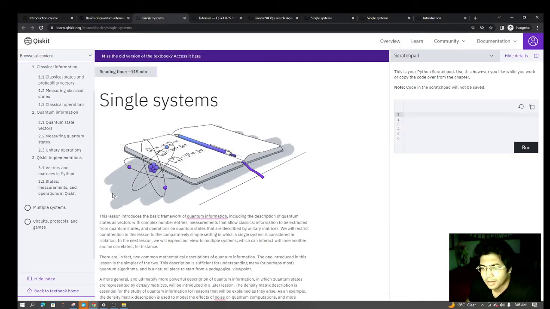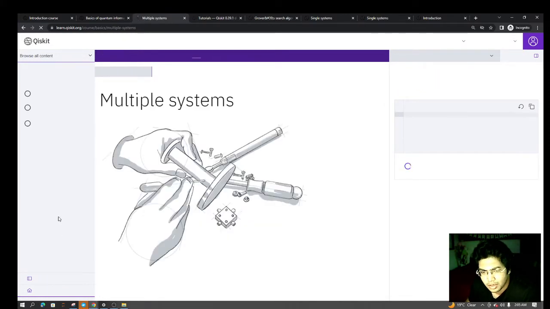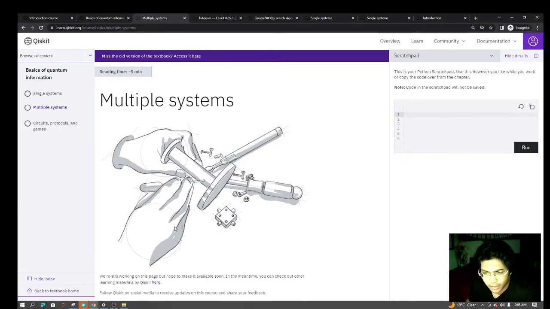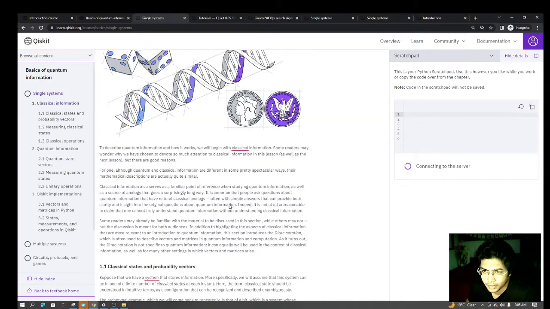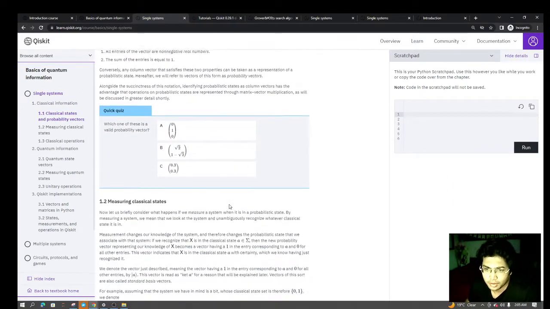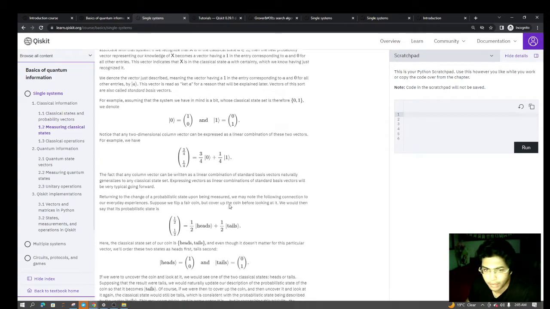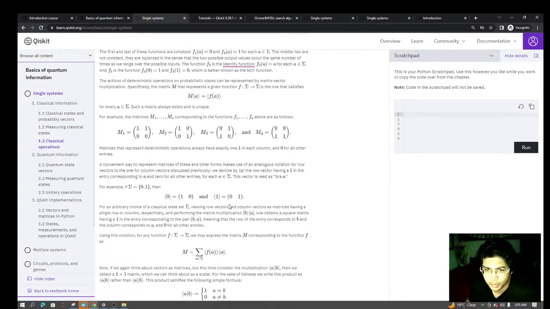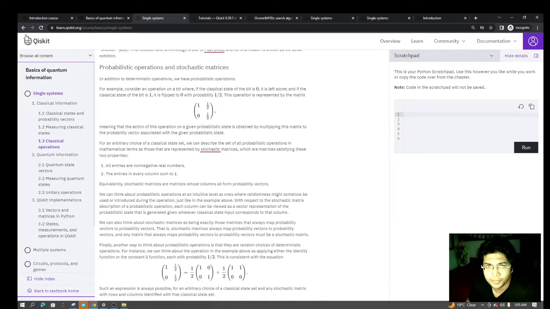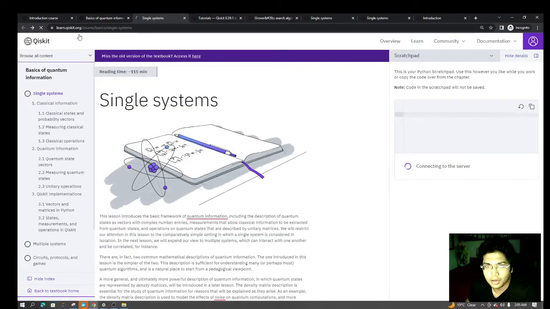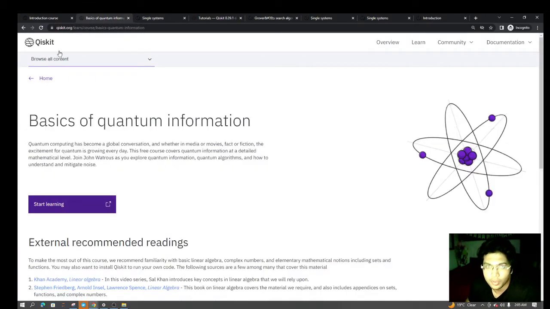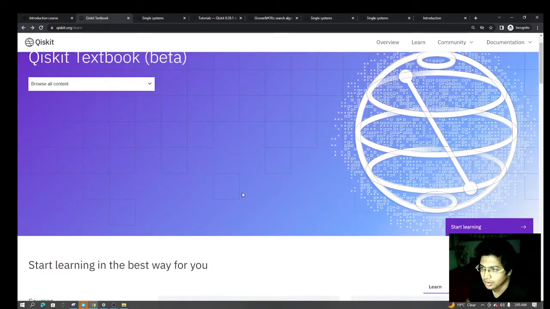Just one thing to note: at the time of recording this video, the chapters Multiple Systems and Circuit Protocols are still being worked on. They're currently not there, but you should definitely go through the Single Systems chapter because it will give you a brief understanding of probability, state vectors, what we mean by quantum states, and the basic difference between quantum information and classical information. Once you have gone through this, you'll have some idea of the mathematics involved and the basic notation of how we represent quantum states.